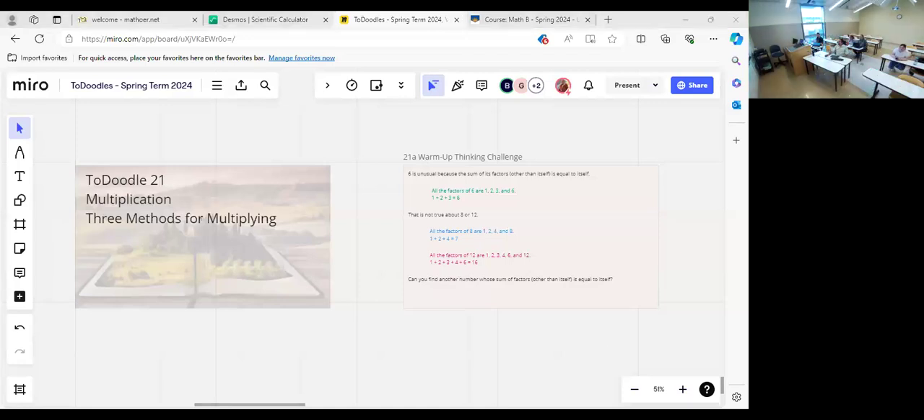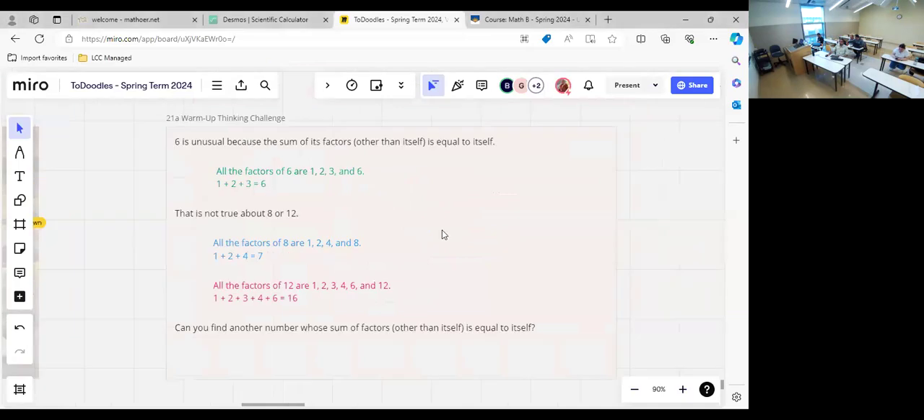Okay, welcome back after break. The warm-up thinking challenge for To Doodle 21, we're not going to do. This is a great little thing to think about by yourself, but it's not much of a cooperative one.